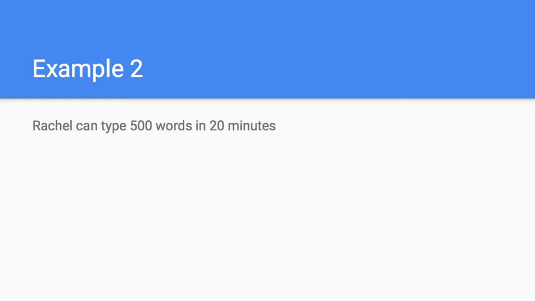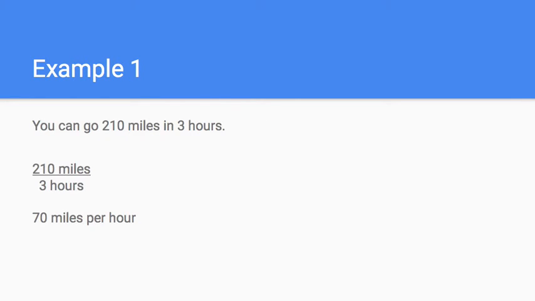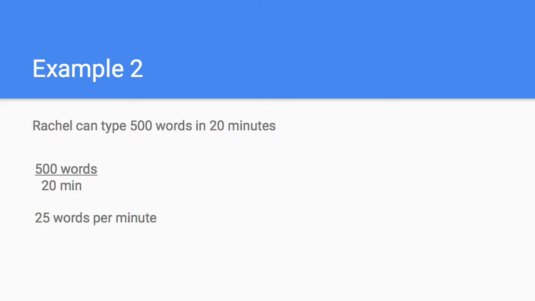Here's another one. Rachel can type 500 words in 20 minutes. Again, I'm going to take my x value, my y value. This is my dependent variable, 500 words. This is my independent variable, the 20 minutes. 500 divided by 20 is going to give me 25 words per minute.